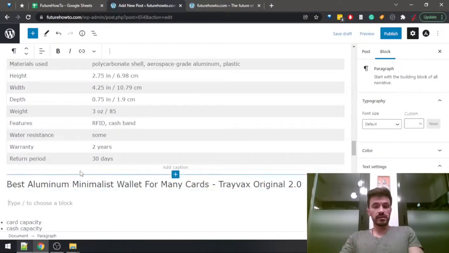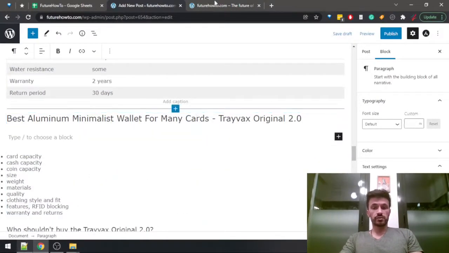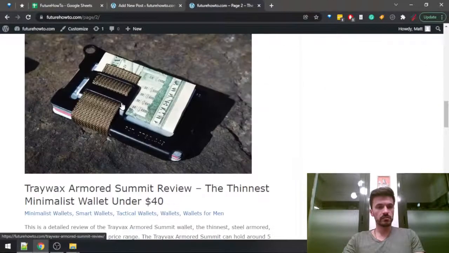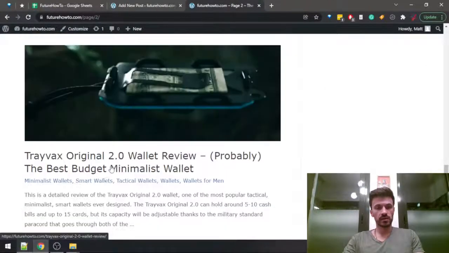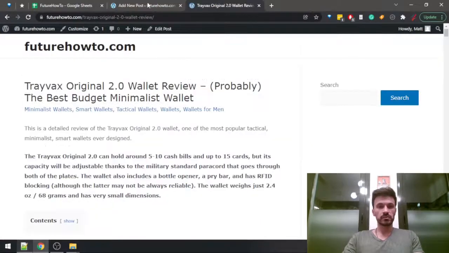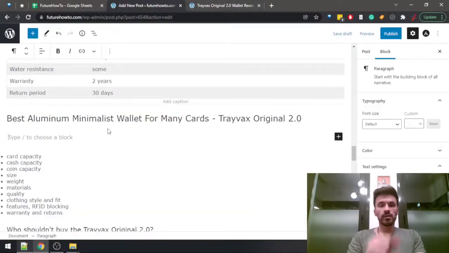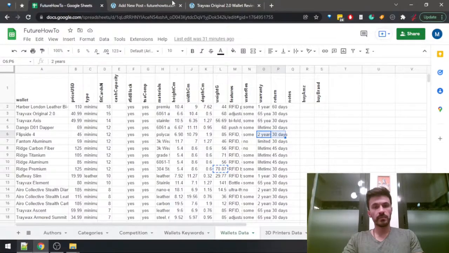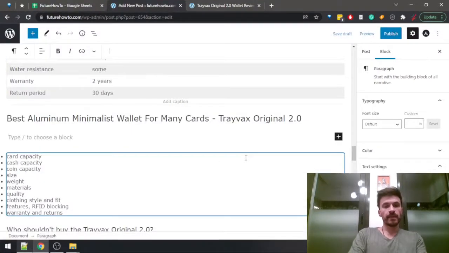So the next item on our list is the Travex Original 2.0. I think this is the first article I wrote on this blog, or maybe the second one. Yeah, it's the second one, I guess. So let's see what I got here. We're gonna use this review to cover these bullet points as well. The Travex Original can hold up to 15 cards. Is that right? Yeah, there we go. Best aluminum minimalist wallet.